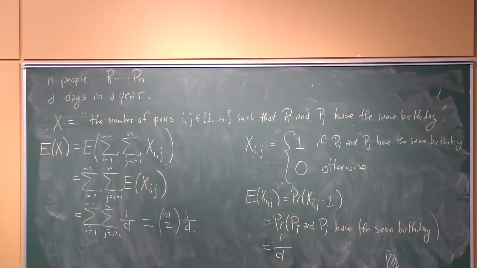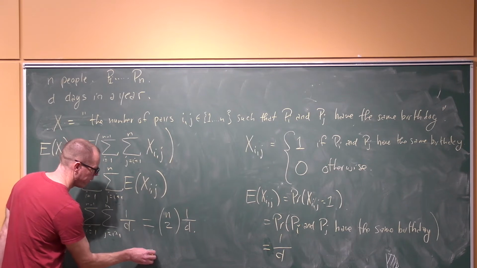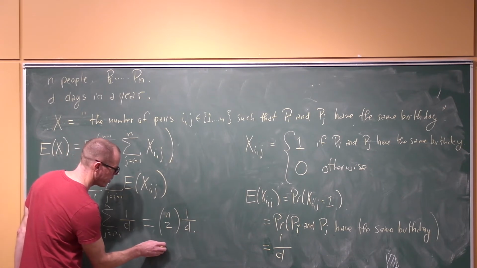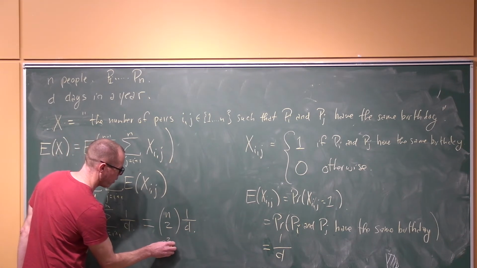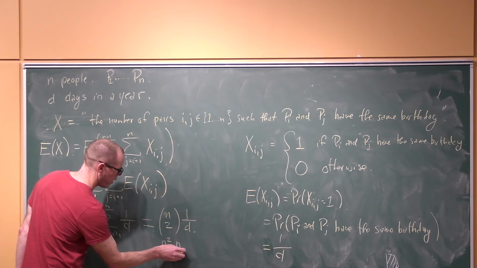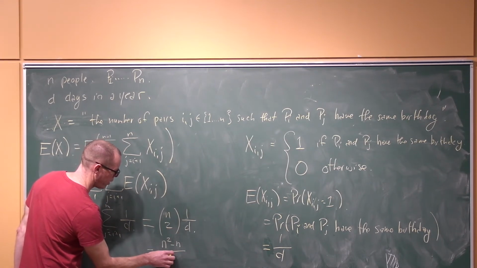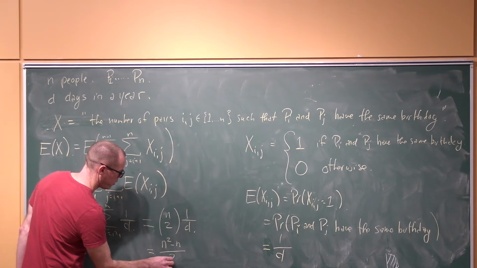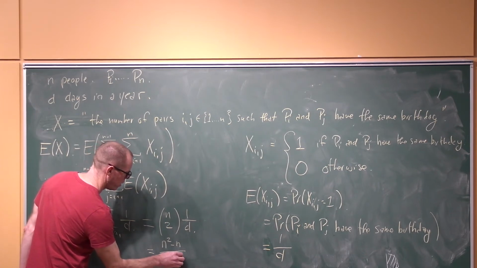Okay, and we want to be long-handed about that. That is n squared minus n over 2d.